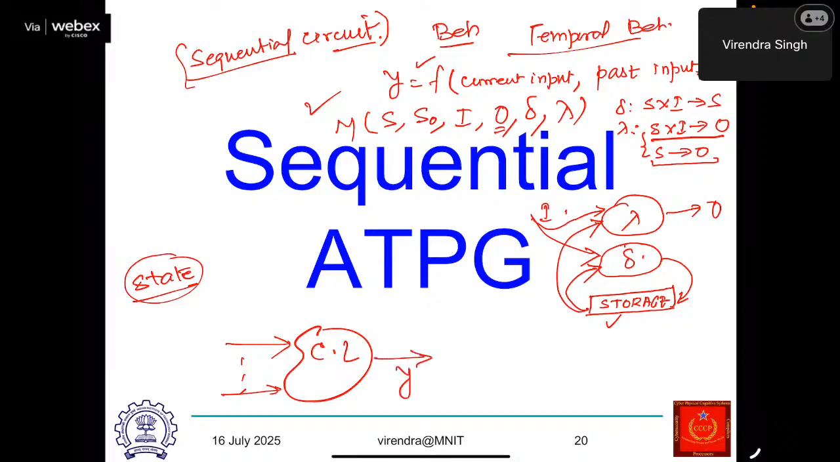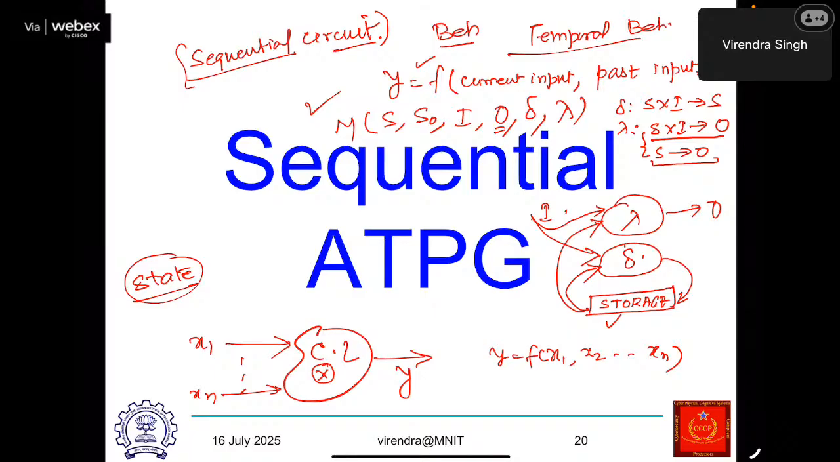Let's say this is y, and these are x1 to xn. Y is a function of x1 to xn. You want to find out if there can be a fault over here. That fault is stuck at 0, stuck at 1. Now if a fault is there, I have to test this particular fault. If this exists, it should give me some different result.